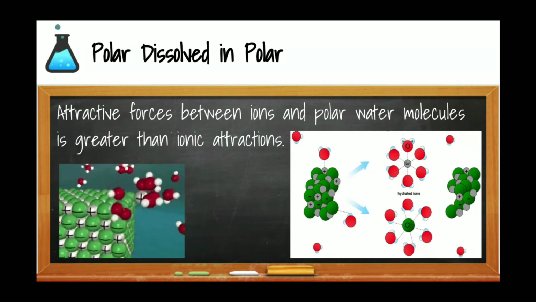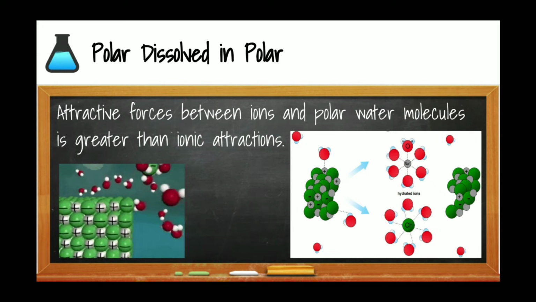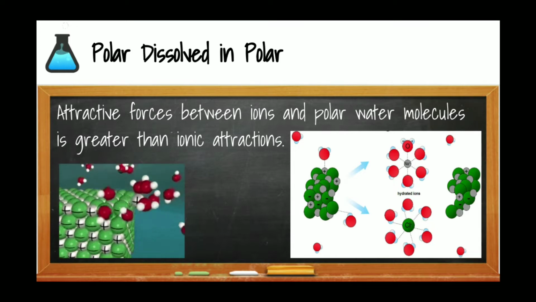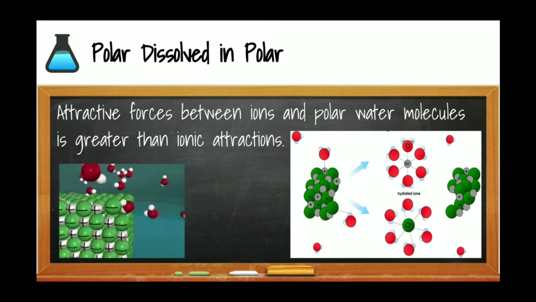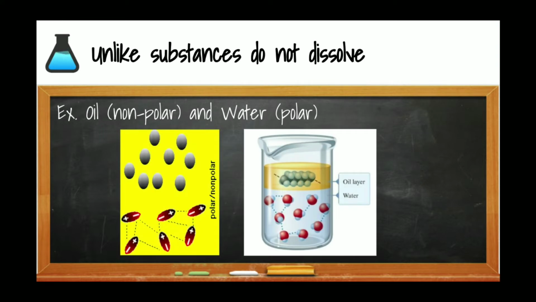So why do polar substances dissolve in polar substances? Because polar substances have charged regions, and there are attractive forces between ions and polar water molecules. Nonpolar substances have weak intermolecular forces. These weak intermolecular forces are easily overcome by nonpolar solvents. Substances with different polarity, like oil and water, will not mix.